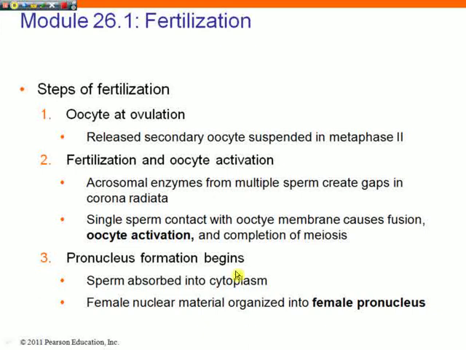So, at ovulation, you recall the oocyte leaves the ovary, enters the uterine tube via the infundibulum by the help of the fimbria. There, fertilization and oocyte activation occurs. The acrosomal enzymes from the multiple sperm create gaps in the corona radiata. And the book illustrates this quite well on page 946.